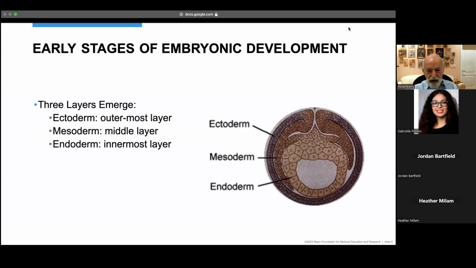So this is an early embryo here. It already has developed 3 areas, an ectoderm, the outermost layer, the mesoderm, the middle layer, and the endoderm, the innermost layer.